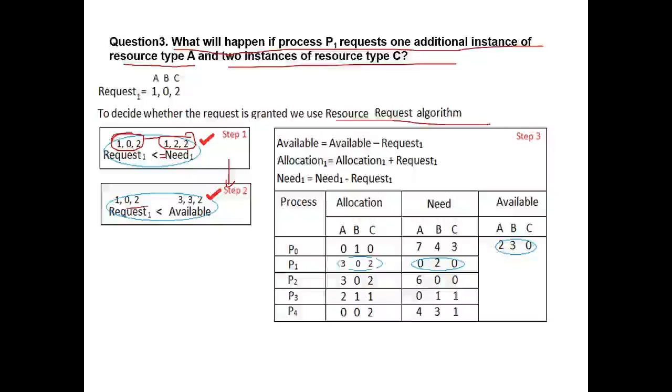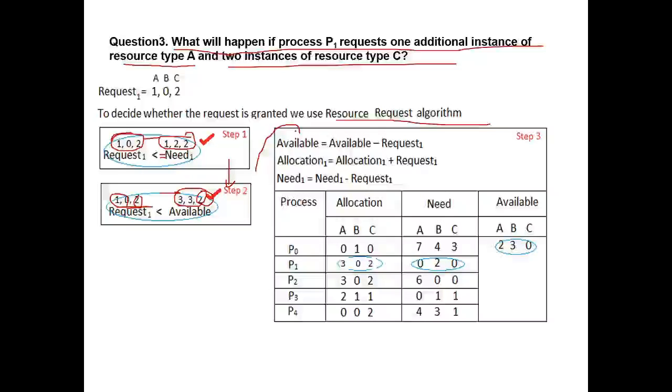Now the request has to be compared with the available. So this was the available. Even this request must be less than or equal to the available. Yes, even this is true. You can see it is requesting 1 and there are 3 available. It is requesting 2 and there are 2 available. Yes, you can fulfill the demand because it is less than. Now move to the third step.